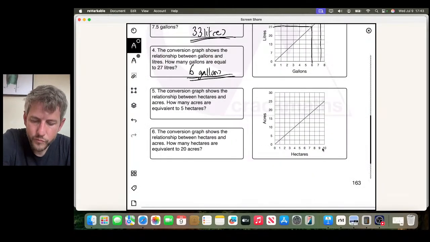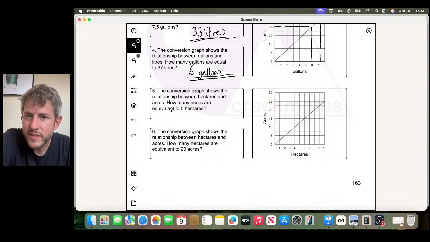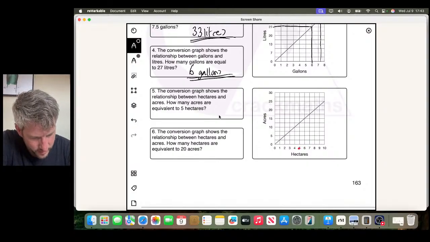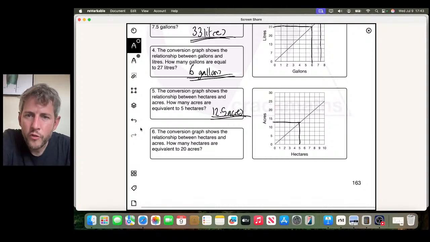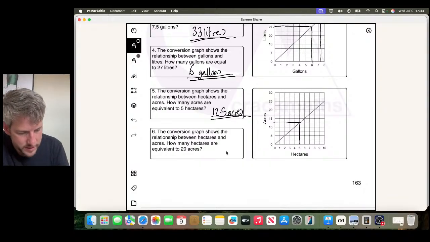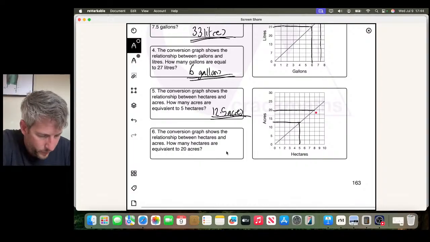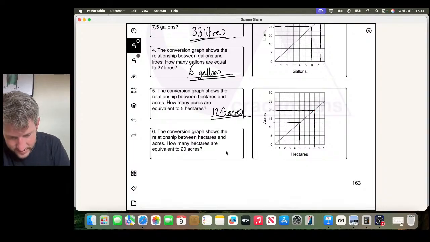Question 5. The conversion graph shows the relationship between hectares and acres. How many acres is equivalent to 5 hectares? So here we go. Hectares are on the bottom. So there we go. Here. That looks like 12.5 to me. So 12.5 acres. And then how many hectares are equivalent to 20 acres? So here we go, 20. Oh, it's nice on the point. So that's 8 hectares.